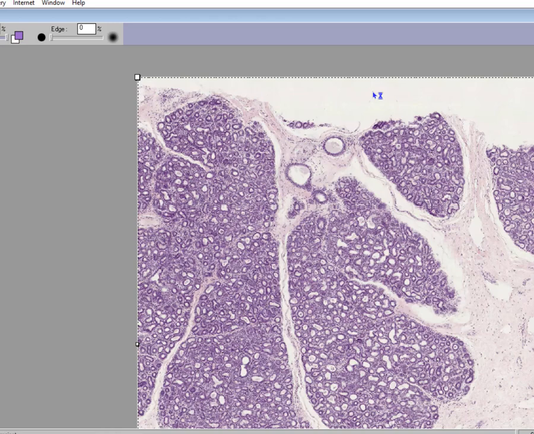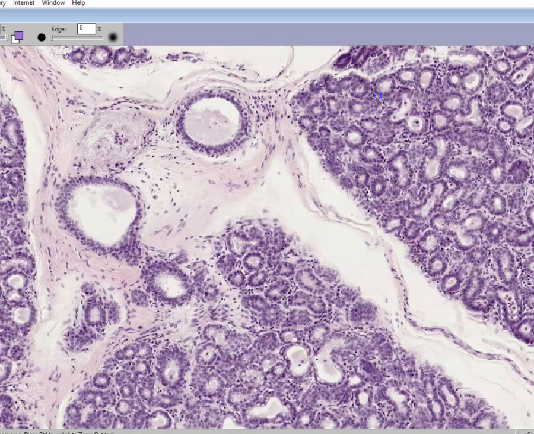You want to go a little bit bigger just so we could say we zoomed in on high power? There we go. There's an interlobular duct. Here's a big lobule that has acini.